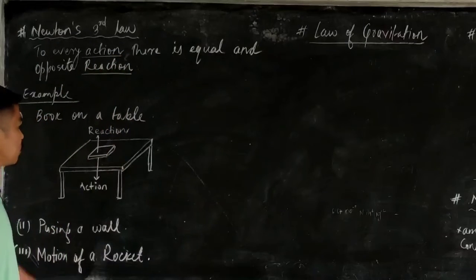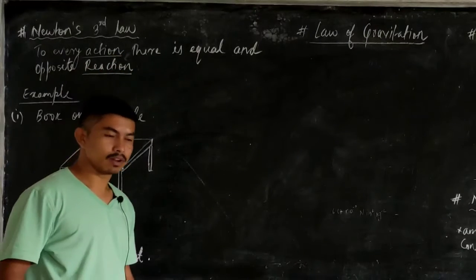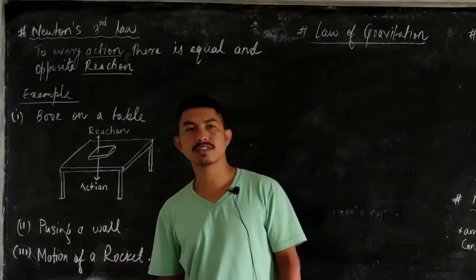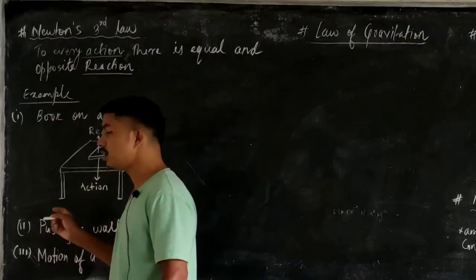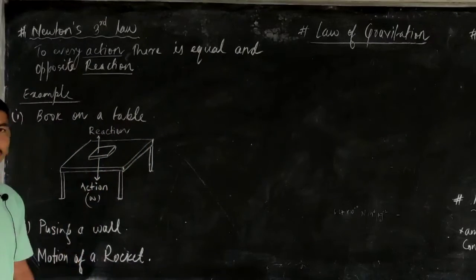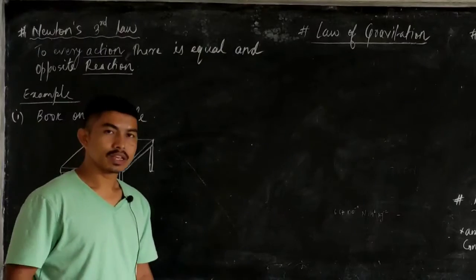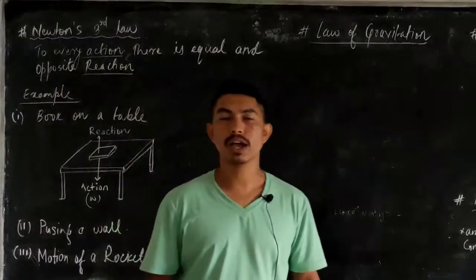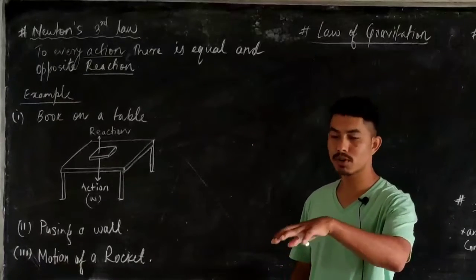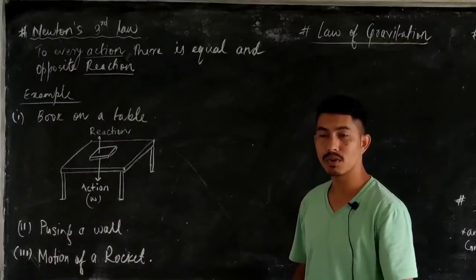For example, we have here a table. If a book is lying on the top of a table, there are two forces acting on it. The first one is the weight, which acts vertically downward, and is the action. Even though the weight of the book acts downward, the book does not penetrate the tabletop and fall down on the ground. Why?